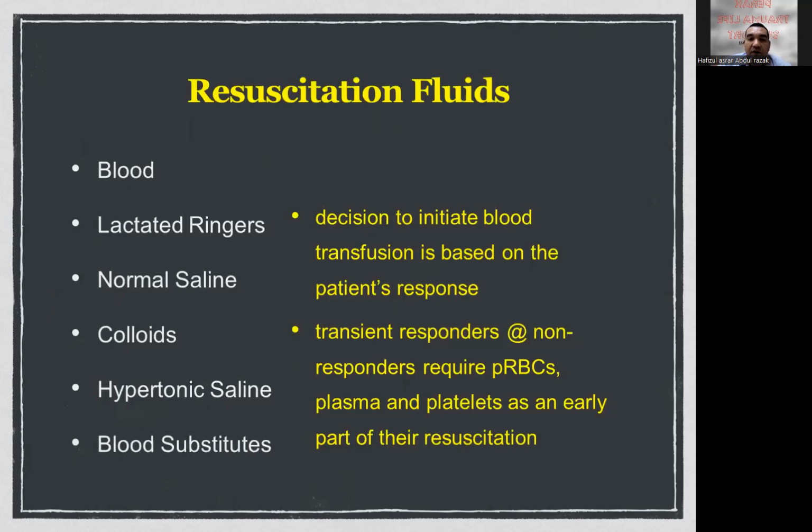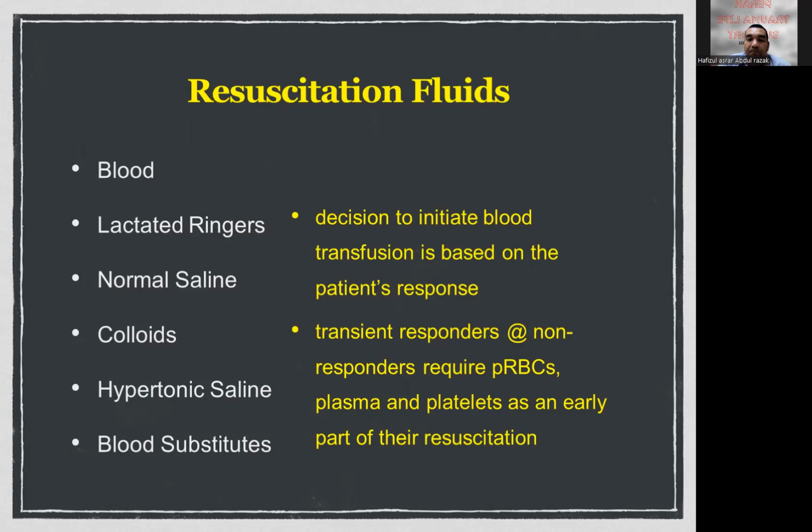Resuscitation fluids, what do we have? We have blood, we have lactated Ringer's, we have normal saline, we have colloids, hypertonic saline, and blood substitutes. The decision to initiate blood transfusion is based on the patient's response. Transient responders and non-responders require packed red blood cells, and plasma and platelets as an early part of the resuscitation. So for the late responders, they need blood basically.